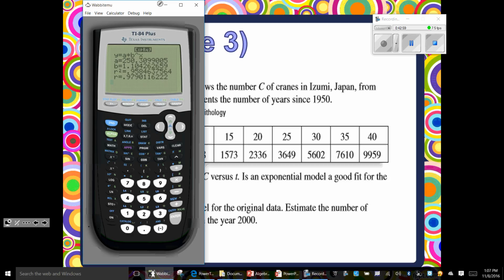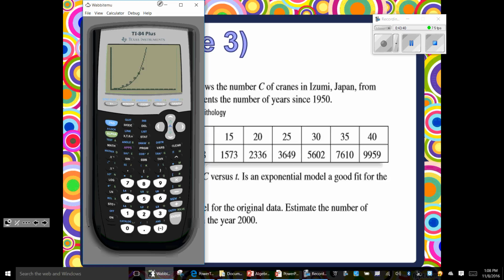And so part A says my R value is 0.979. And it says, is the exponential model a good fit? Is 0.979 a good fit? Is it an exact fit? No, but it's a fairly decent fit, okay? And when you graph it, from here I've got to go to vars, statistics, equation. We're going to snip that equation, and then we're going to graph it. And you can see that it doesn't go exactly through every point, but it's a good fit.